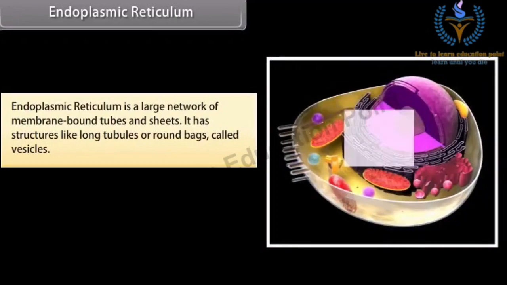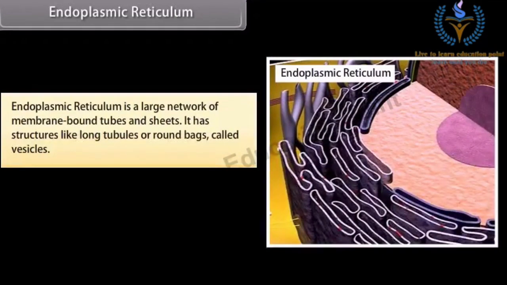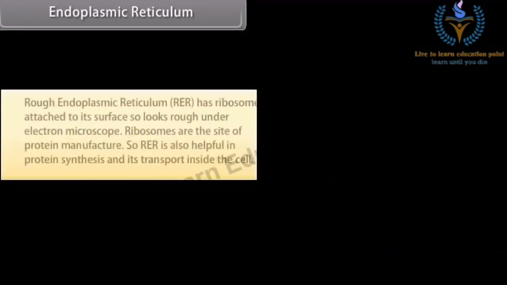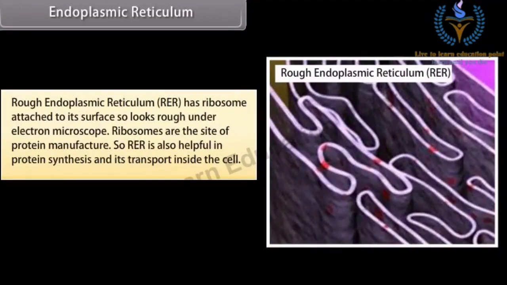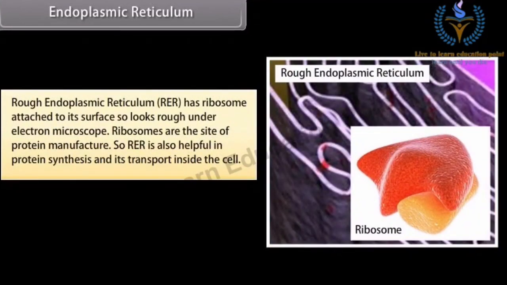Endoplasmic reticulum. Endoplasmic reticulum is a large network of membrane-bound tubes and sheets. It has structures like long tubules or round bags called vesicles. On the basis of presence of ribosome, they are of two types: rough endoplasmic reticulum, RER, and smooth endoplasmic reticulum, SER. Rough endoplasmic reticulum, RER, has ribosomes attached to its surface, so it looks rough under an electron microscope.